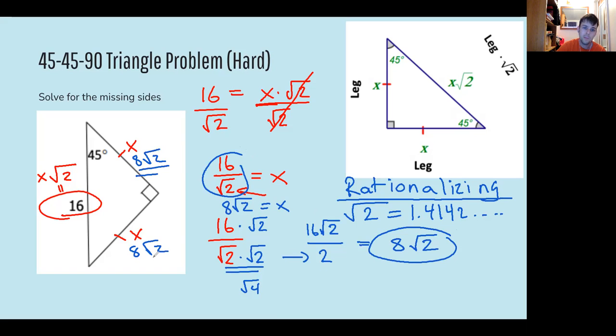This rationalizing process is pretty advanced and something you're going to have to do next year in AP Prep Algebra 2. So getting used to it will be useful. But I'm also okay if you go ahead and leave your answer right here like this as 16 divided by the square root of 2. That's okay also.